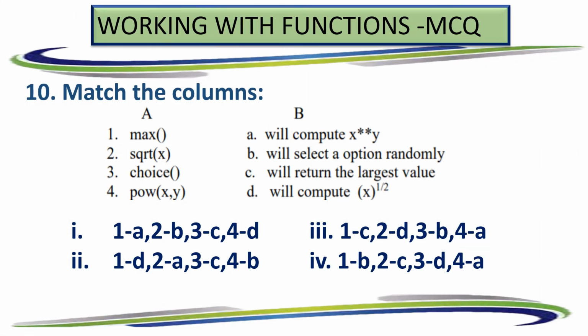Now we have to match the columns. Here we have max, sqrt, choice and pow. If we look at the right side, max should return the largest value, so we can match it over here. And square root is the whole raised to 1 by 2. So this is here. And choice selects an option randomly, so 3 goes for B. And power, the last option 4, is matched to A. So here the third option is the correct answer.